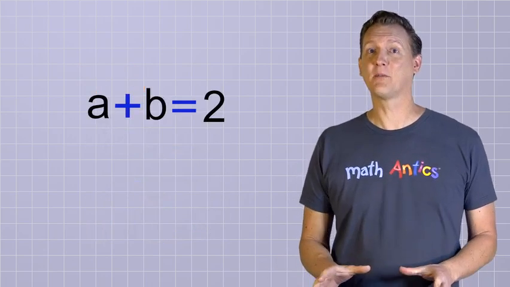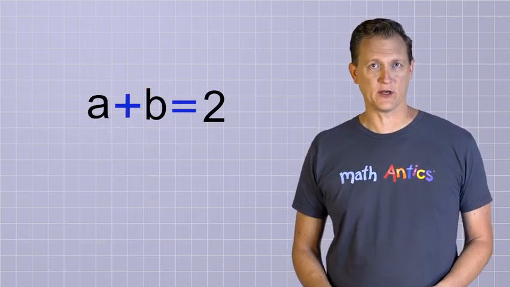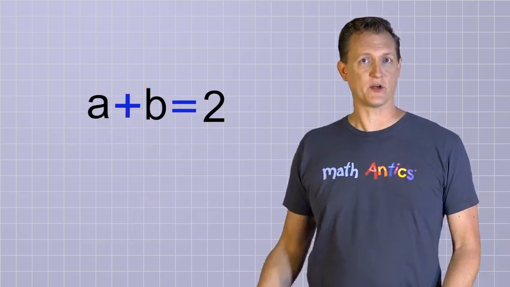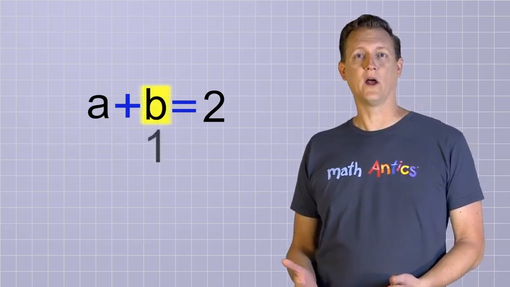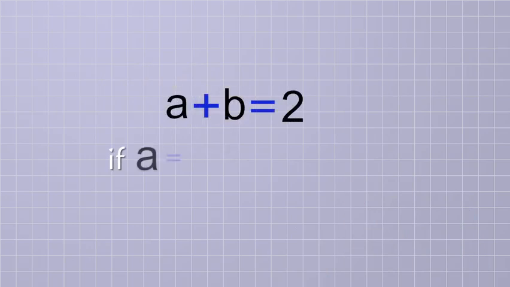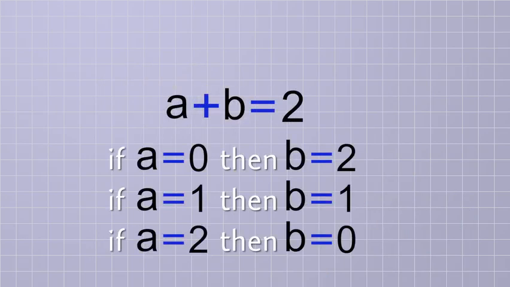Oh, and this problem can help us understand something very important about how symbols are used in algebra. Did you notice that there were different possible solutions for this equation? In other words, b could have the value 0, 1, or 2 depending on what the value of a was. If a is 0, then b must be 2. If a is 1, then b must be 1. And if a is 2, then b must be 0.